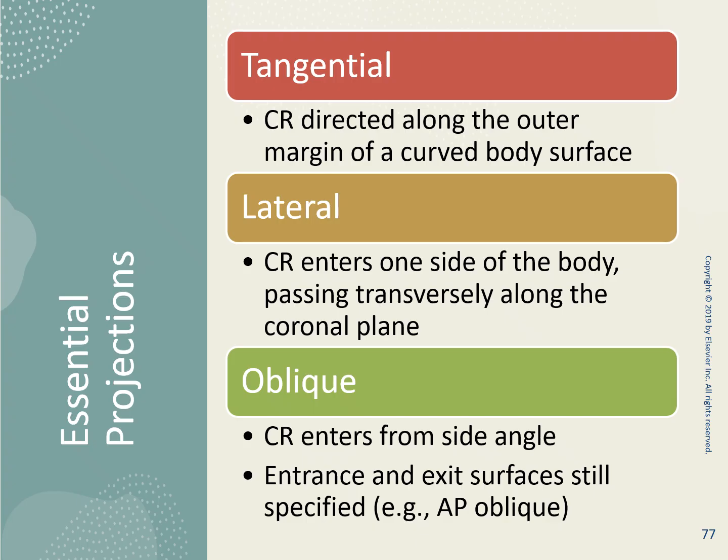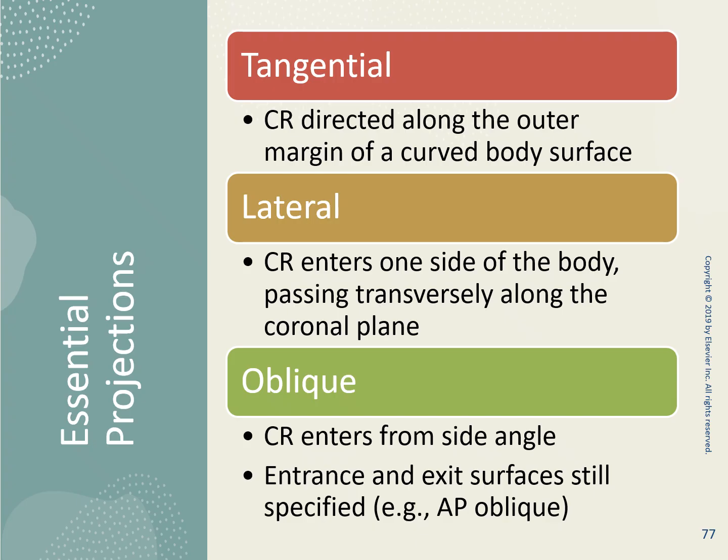Special projections. What if it's not anterior, posterior? What if it's left side, right side? Do we call it left side, right side? No, we call it a lateral. Okay. So if the central ray enters one side of the body and exits the other side and it passes through a transverse plane or a horizontal plane, then that's a lateral projection.